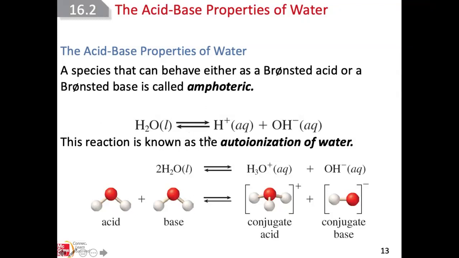So if you have two water molecules, they can ionize each other. One will behave as an acid or a proton donor, and another will behave as a proton acceptor. So if this is an acid, this water molecule will donate a proton to the base, and it will become OH minus, which is a conjugate base. And the base water molecule will accept H plus and form a conjugate acid, the hydronium ion. So this is called the autoionization of water.